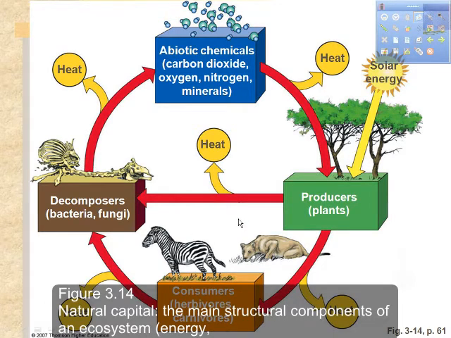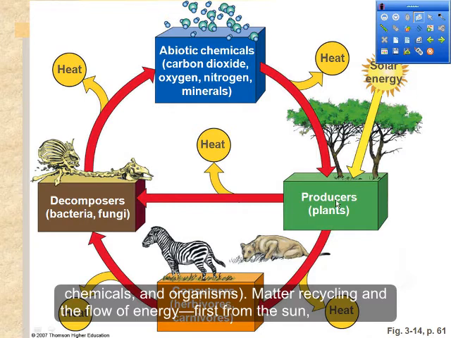Okay, looking at a flow of energy. You're seeing energy coming in. The plants are making their own, so they're using the solar energy to make their own. You're going into the consumers, into the decomposers. This is your basic one.